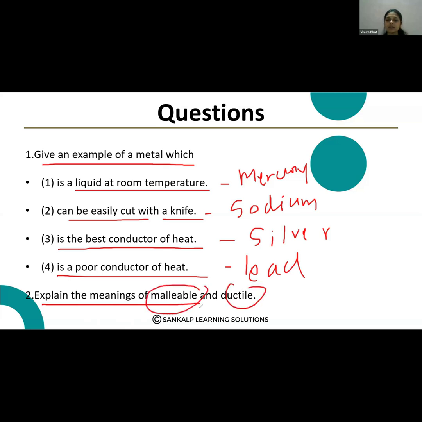So malleability means the metals that can be beaten into thin sheets. That property is called malleable, and ductile means they can be drawn into wires. So that is called ductility. Okay. Yes, very good.